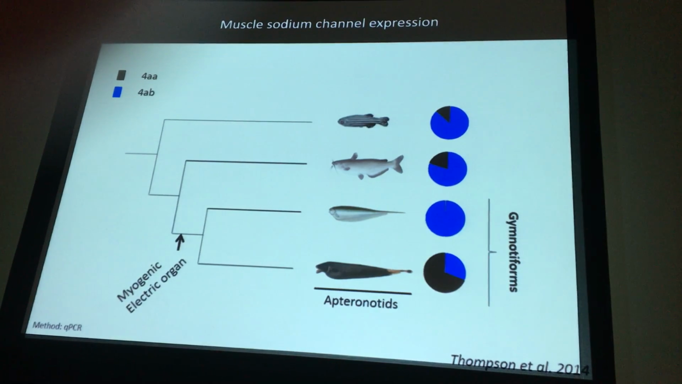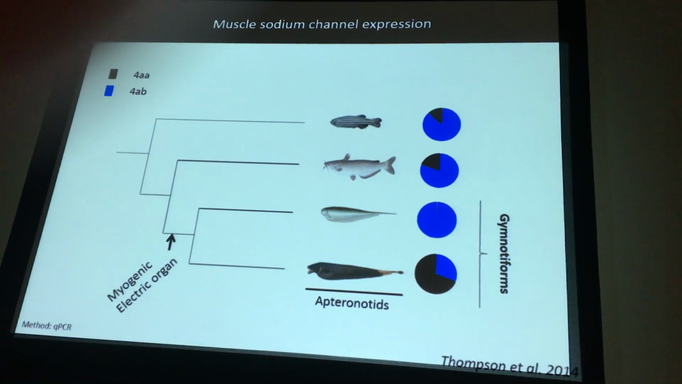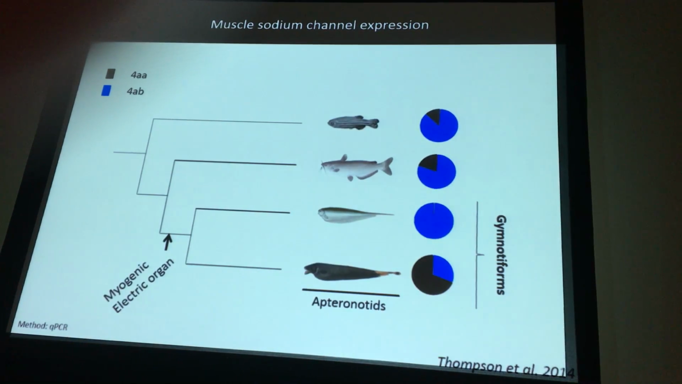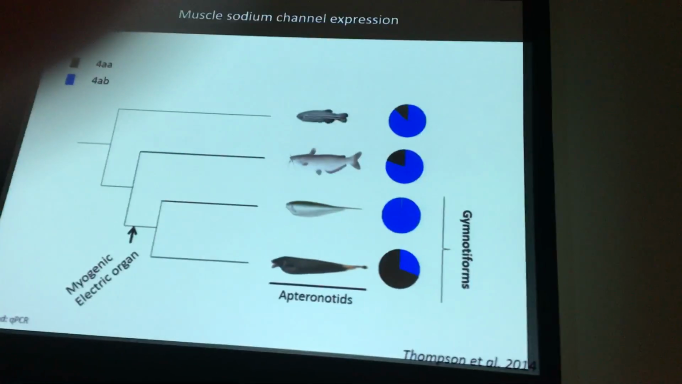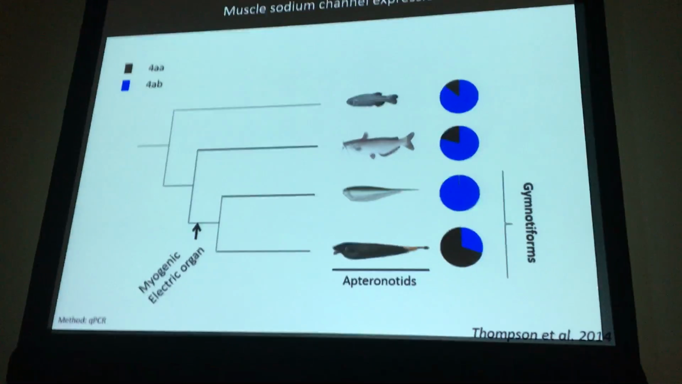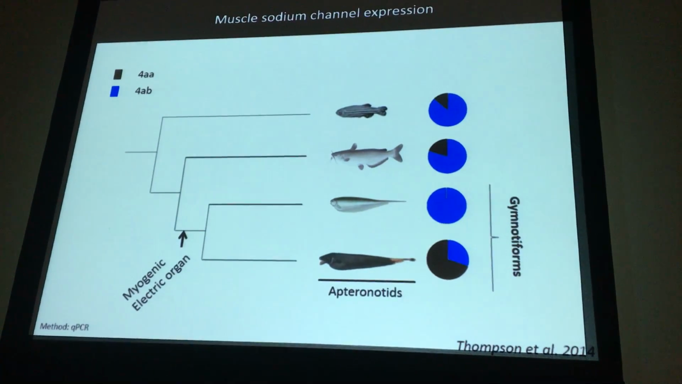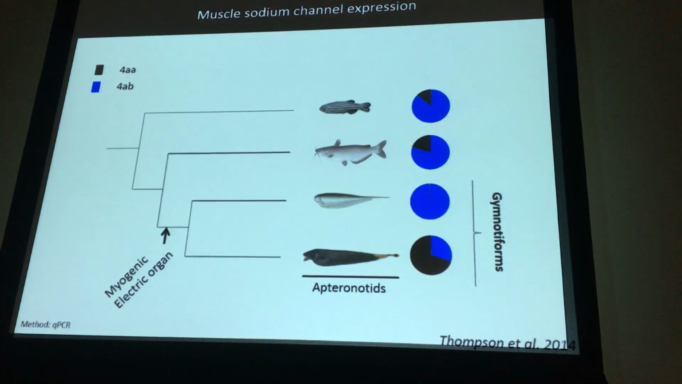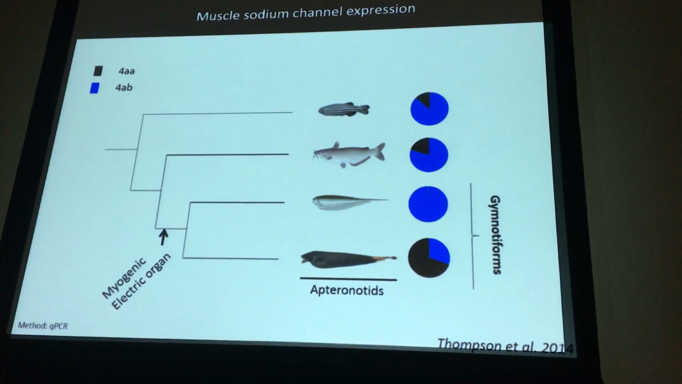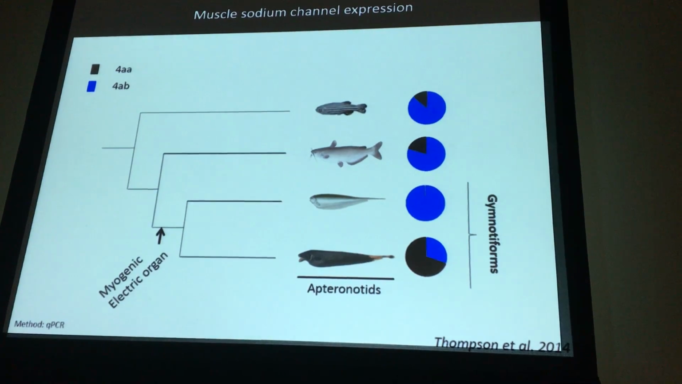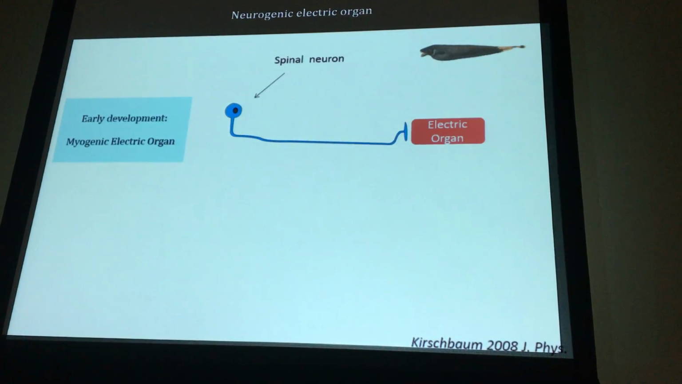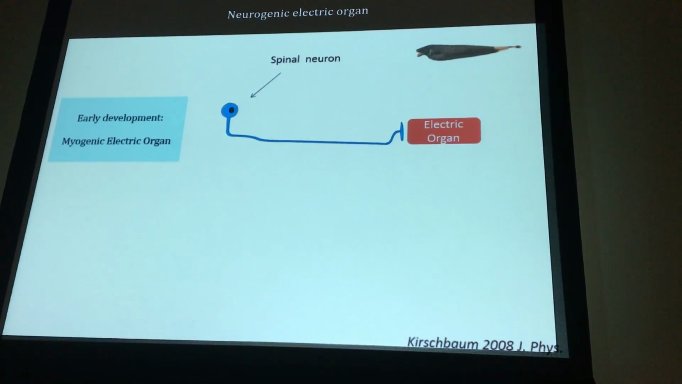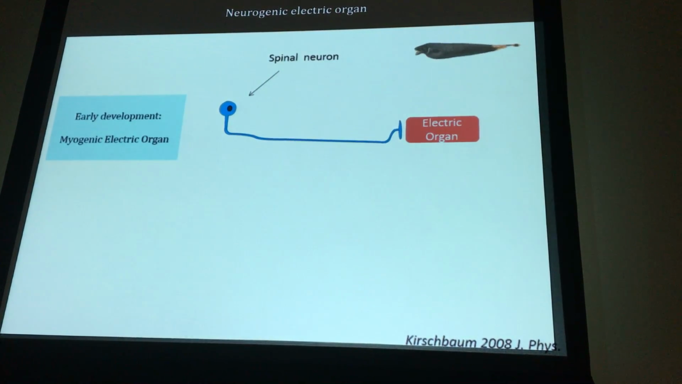But there is an exception to this pattern within the gymnotiforms, and that's in a clade of highly successful electric fish called the apteronotids. In their muscle, unlike the rest of gymnotiforms, they still express both paralogs, and they actually express quite a bit of the type 4aa paralog. And this could have something to do with an even more novel electric organ that has evolved in this clade.